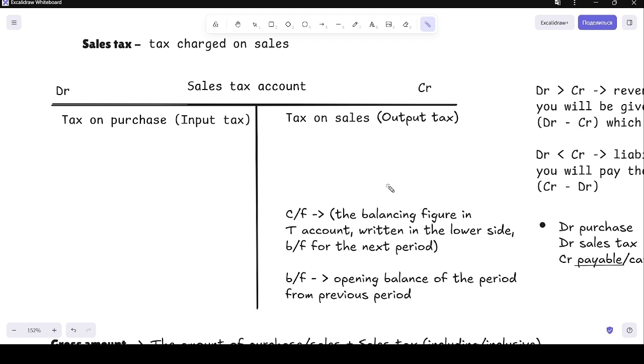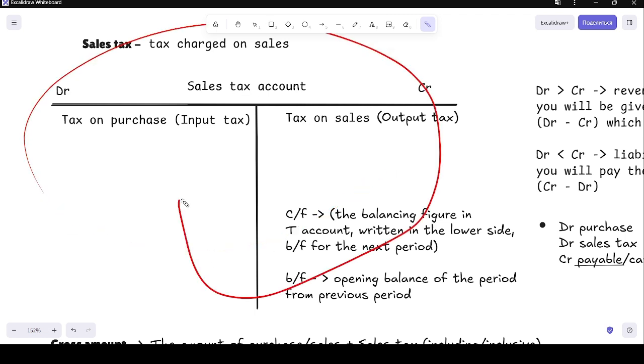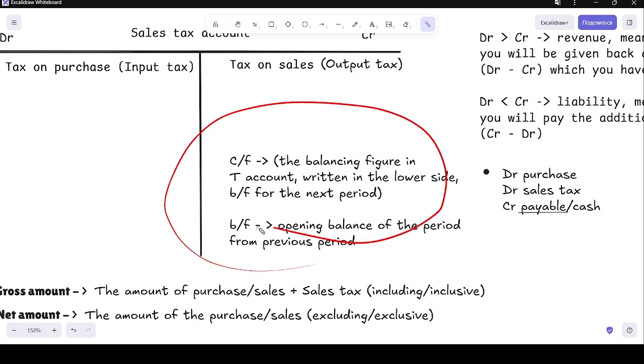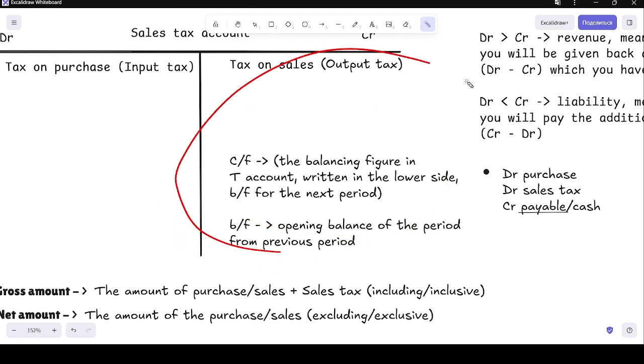Why is it used? First of all, sales tax is used for charging the tax on the last customers, and for this purpose, businesses serve as a bridge for the government and also the last customer to pay the tax. This is how it works, and this is our T account.